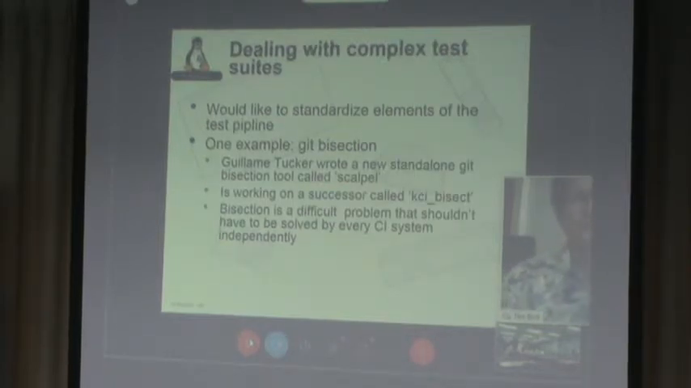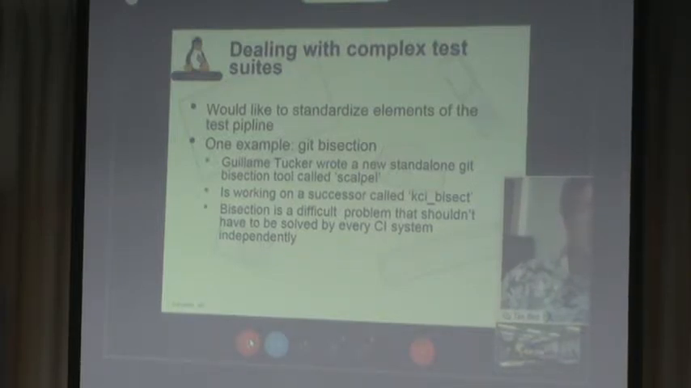Okay. So another testing topic, sorry about this. Dealing with complex test suites. This was a talk about how the kernel CI people want to standardize the elements of the test pipeline. One of the examples they talked about is git bisection. Every one of the test frameworks wants to be able to do git bisection so that, once they've determined a problem, they can narrow it down to the actual commit that introduced the problem. But it's a very difficult problem.